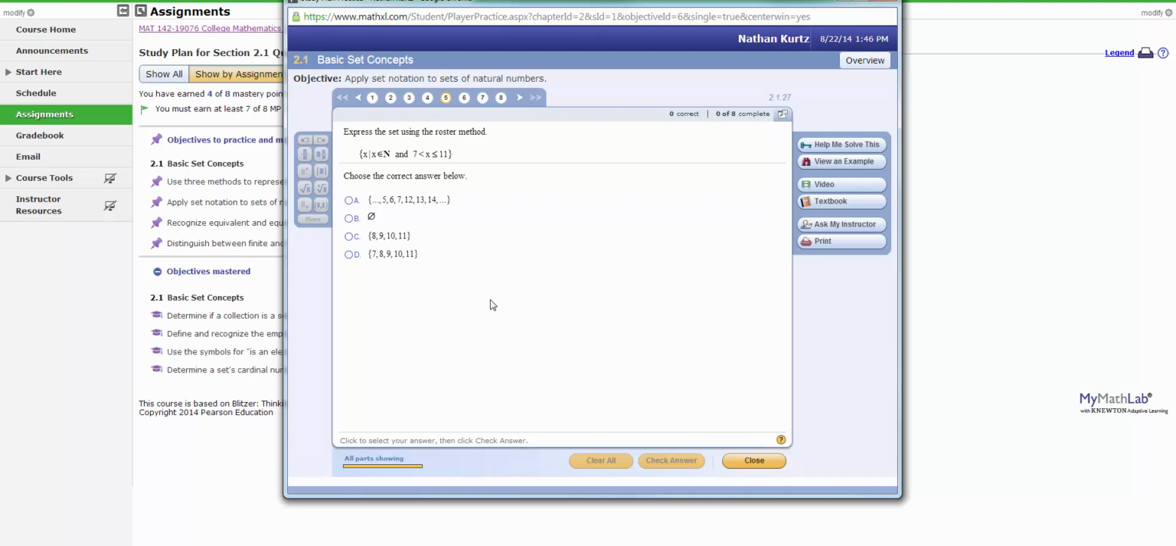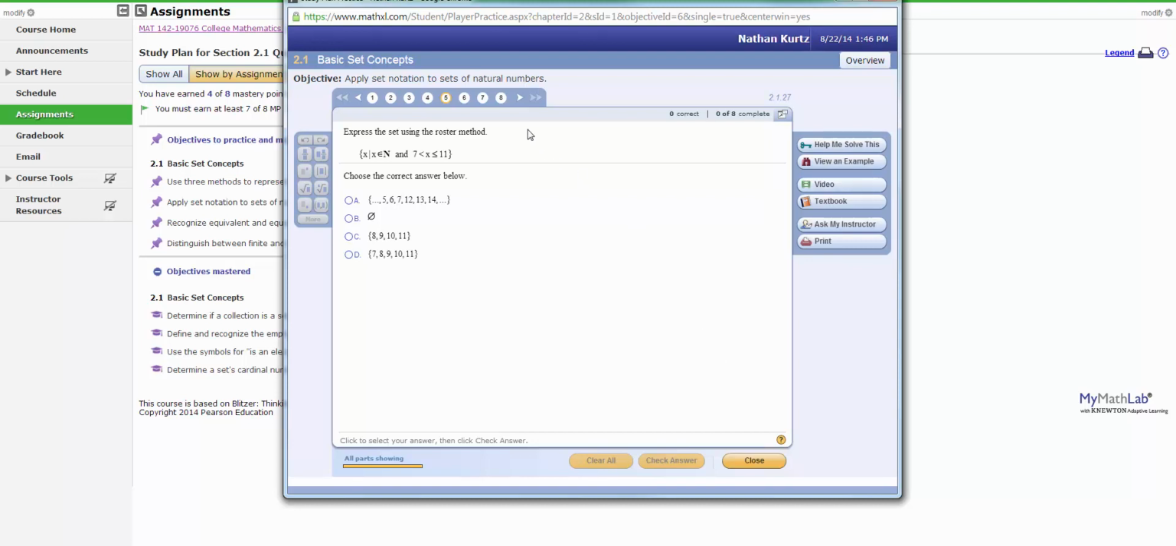So these are the learning aids associated with practice. Make sure you're using these all the time. This is how you're going to learn the material throughout the class. I suggest Help Me Solve This first. Also, video lectures is a great way to get an explanation.